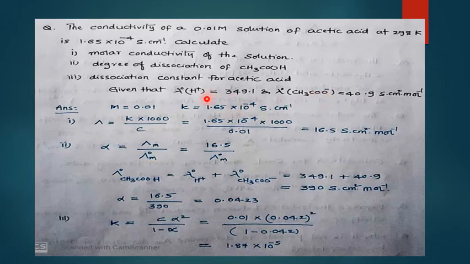Clear? Now C equal to 0.01, kappa equal to 1.65 × 10^-4 Siemens centimeter inverse. First one, molar conductivity. This is the formula you already know: kappa into 1000 by C. We just substitute the kappa and C values. This is the answer, 16.5 Siemens centimeter square mole inverse.